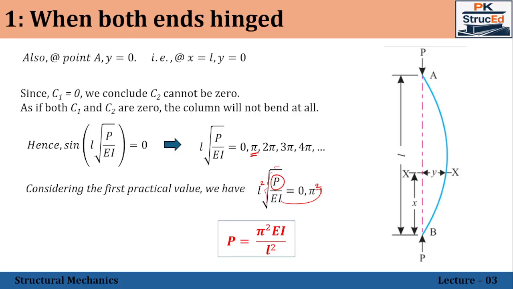And now we can see that under the pinned condition at both the ends, we will be getting the lowest critical load among all the 4 cases. Which means that a hinged column is free to rotate at both the ends. Therefore, it is more prone to buckling.